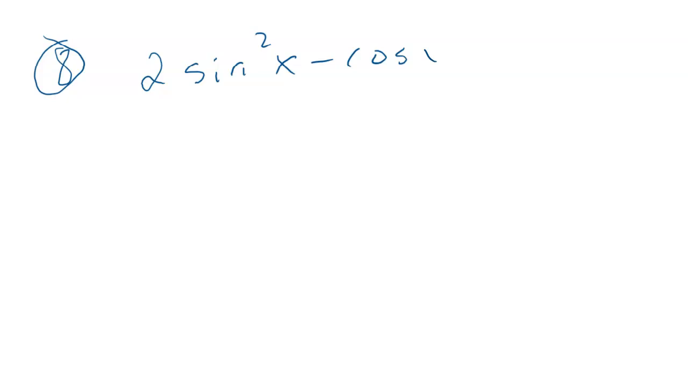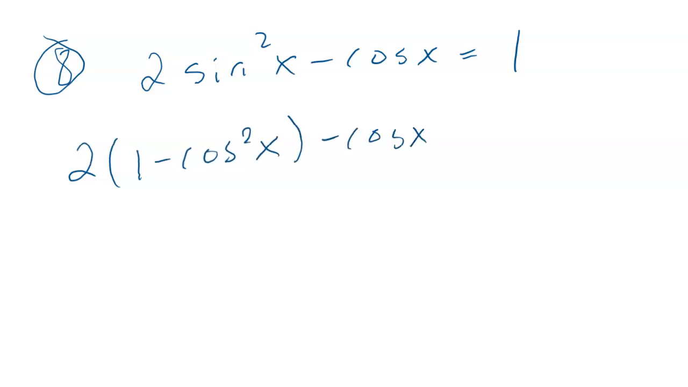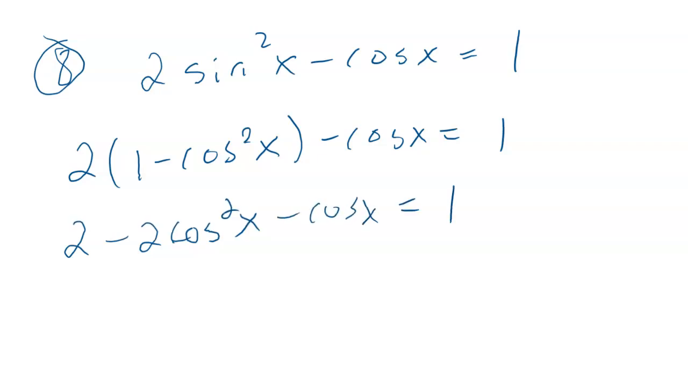Assuming the answers are right. All right, so 2 sine squared x minus cosine of x is equal to 1. I don't know why this one seems easy. Move everything into cosine. You have to. So 2 times 1 minus cosine squared x minus cosine of x is equal to 1. Distribute. So 2 minus 2 cosine squared x. I feel like I'm doing something wrong. We'll see though. Minus cosine of x is equal to 1.